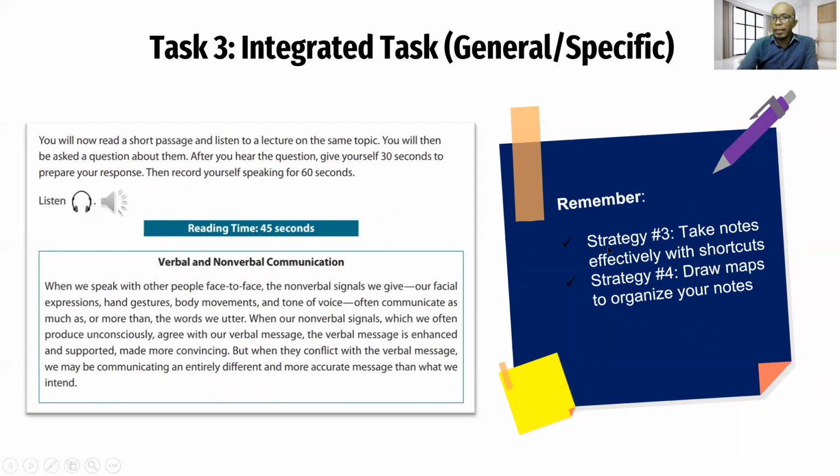Now, don't forget the strategies. So take notes effectively with shortcuts. You will not be able to see the passage again or the listening after they are given. And then you can also draw maps on your notes to help you organize the information to help you respond with all the necessary details later. Are you ready to try? Let's start.